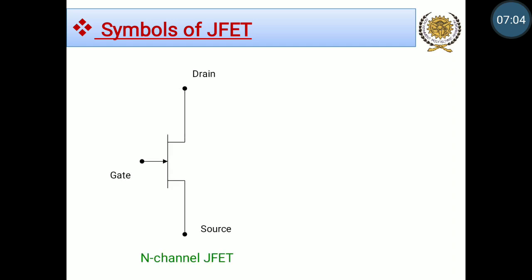Now we will see symbols of JFET. We will see N channel JFET first. Here the figure shows N channel JFET with three terminals, that is drain, gate and source, and the vertical line represents the channel. The vertical line nearer to the gate represents the channel. We can see that the arrow on the gate terminal is towards the channel. This arrow indicates the direction of flow of current.